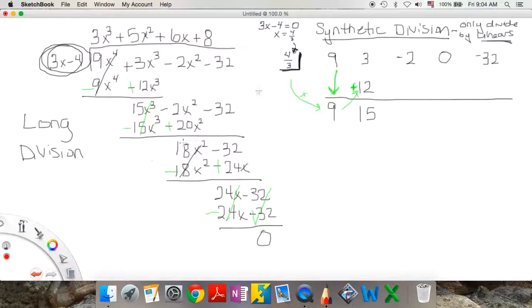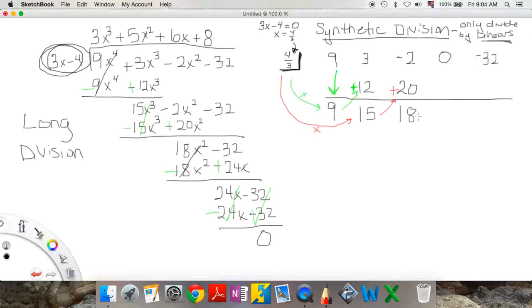Then you just keep going. We multiply here. 4/3 times 15 is 20. And then we put that up here. And then we add these two. And you get 18. And you just keep doing that.